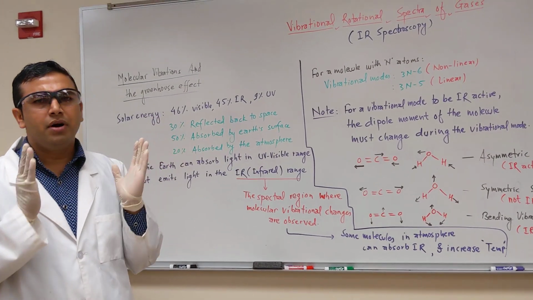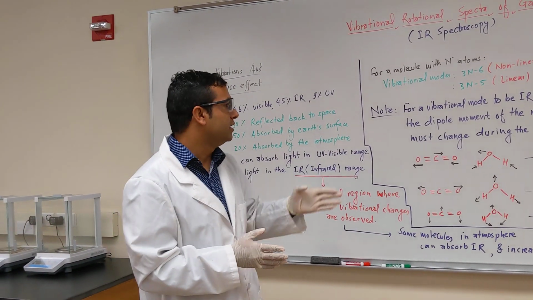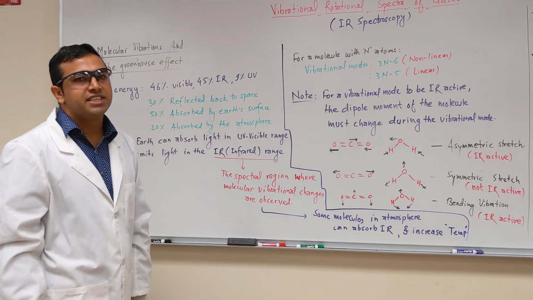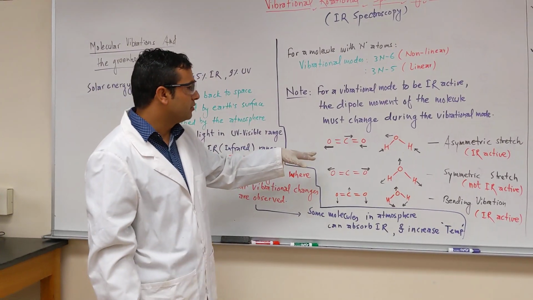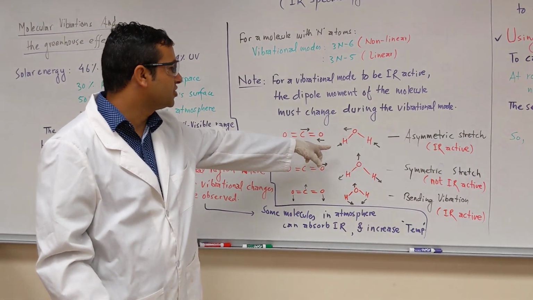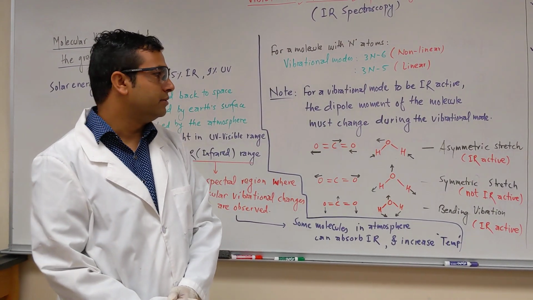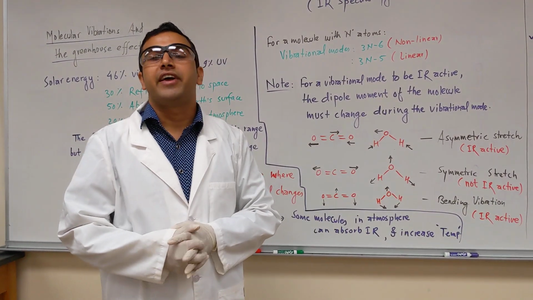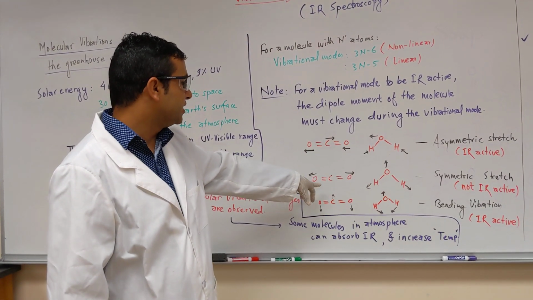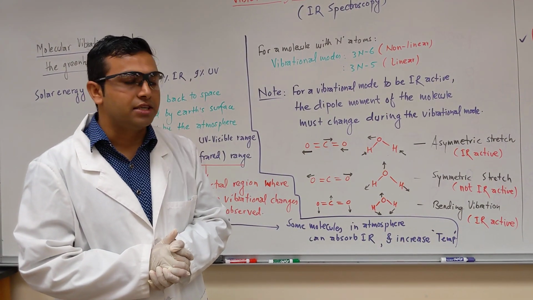For a molecule to be IR active, there should be a dipole moment, right? So the dipole moment should change during the vibrational mode. Let's take 2 examples here, CO2 and water, right? You can see this is the asymmetric stretch of carbon dioxide, and this is the asymmetric stretch of the water molecule. This asymmetric stretch is IR active. But if you look at the symmetric stretch of carbon dioxide and water, this is not IR active.